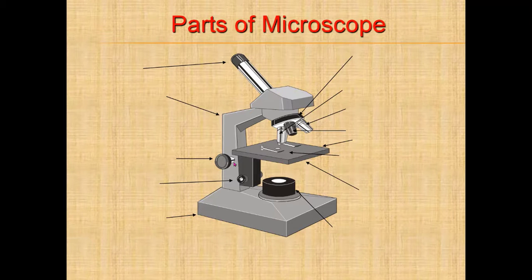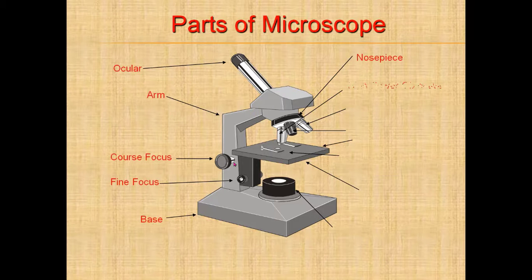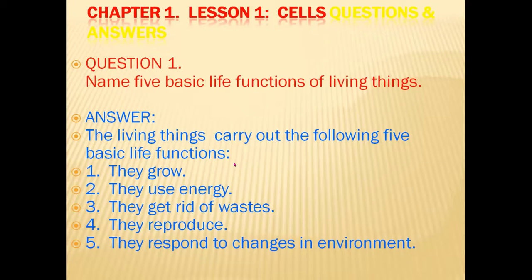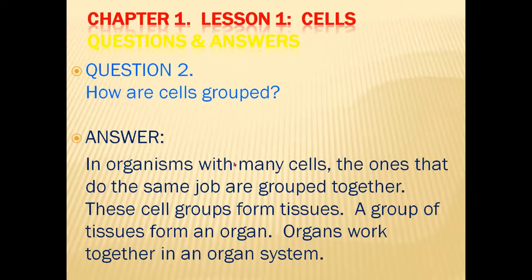And different parts of the microscope were again revised. The students were able to label the parts of the microscope with ease. And also the five basic life functions of living things were revised in the form of question and answer, and how the cells are grouped was also revised with the students in the form of question and answer. The students could understand these concepts well, and they could answer well upon asking them.